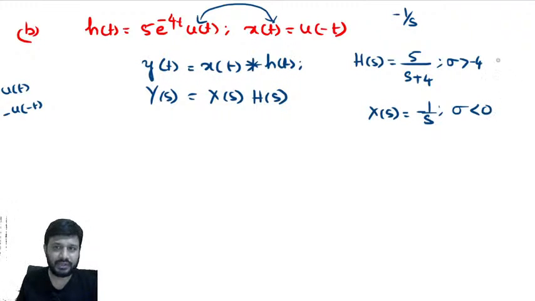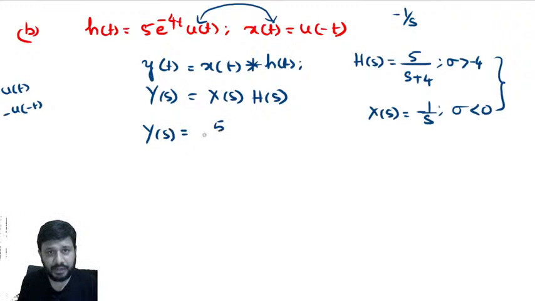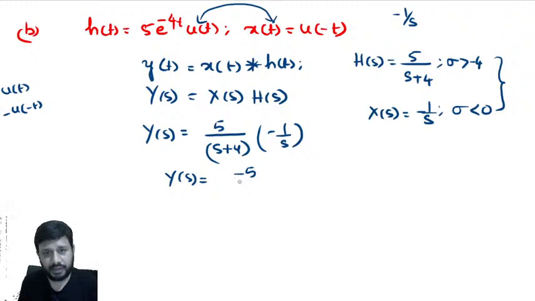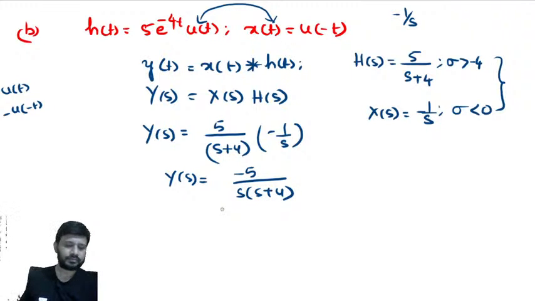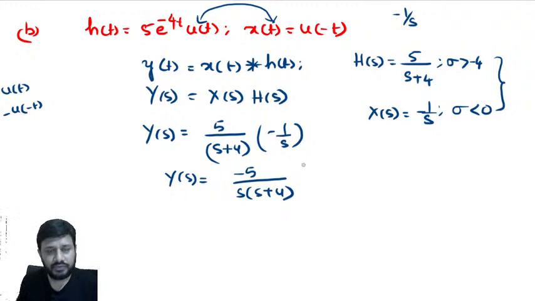Sigma greater than minus 4, sigma less than 0. Is there a common ROC? Yes, there is a common ROC between minus 4 and 0. Yes, we can find the convolution. So Y of s becomes 5 by s plus 4 multiplied with minus 1 by s, or this is minus 5 by s times s plus 4. Now resolve this into partial fractions.